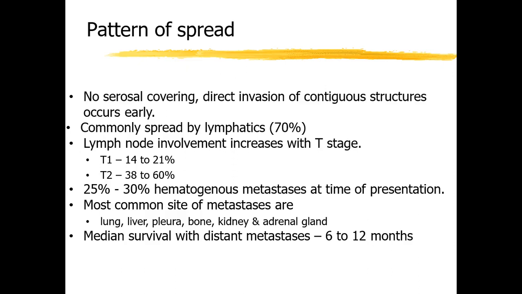25 to 30% hematogenous metastasis at the time of presentation. Most common sites of metastasis, if it is hematogenous, then it is lung, liver, pleura, bone, kidney and adrenal gland. Now median survival with distant metastasis is only 6 to 12 months.